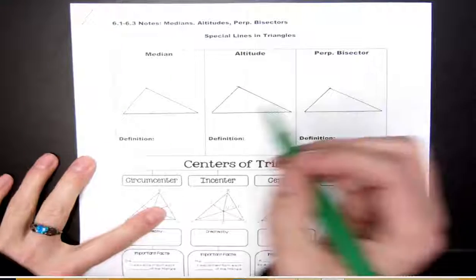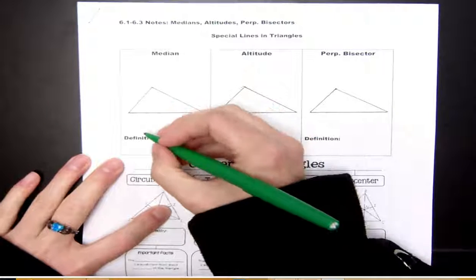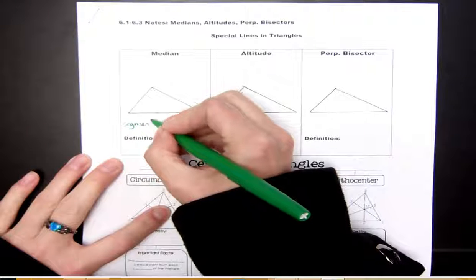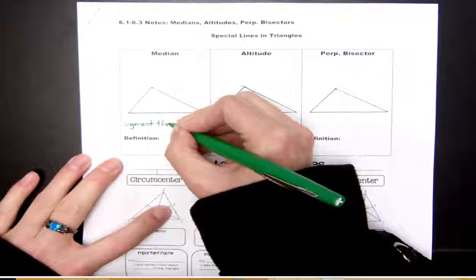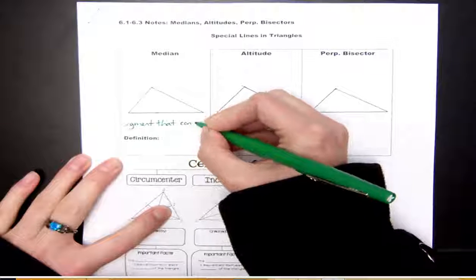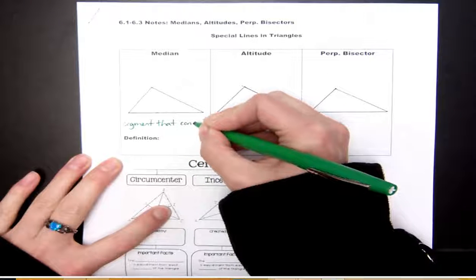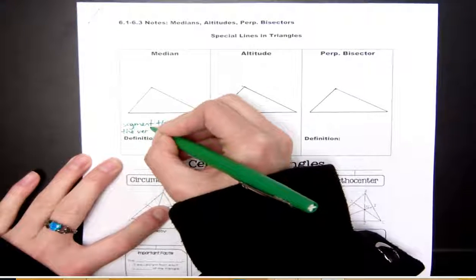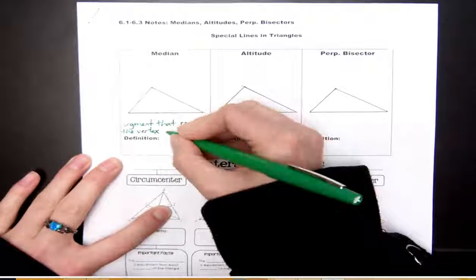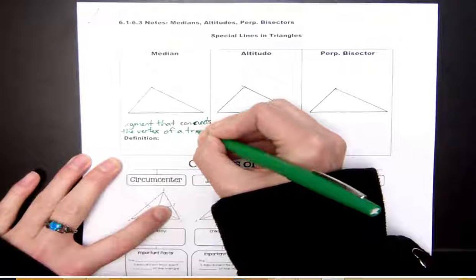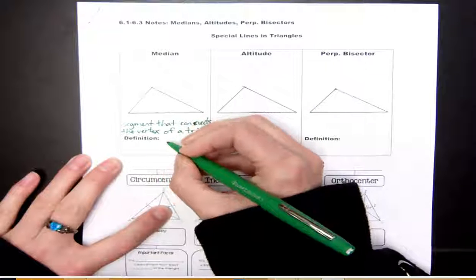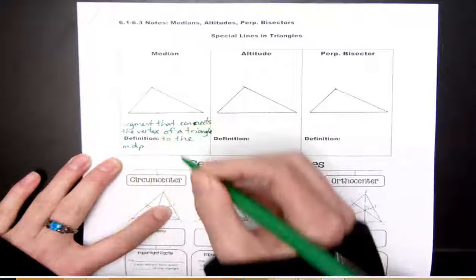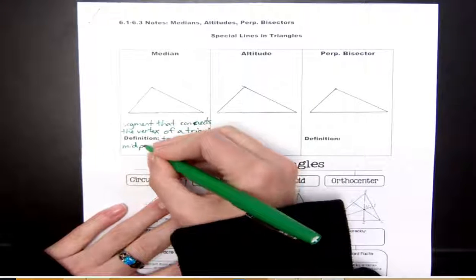Okay, so like you said, median is the middle. So our technical definition is the segment that connects the middle with the vertex. So it connects the vertex of the triangle to the midpoint of the opposite side.